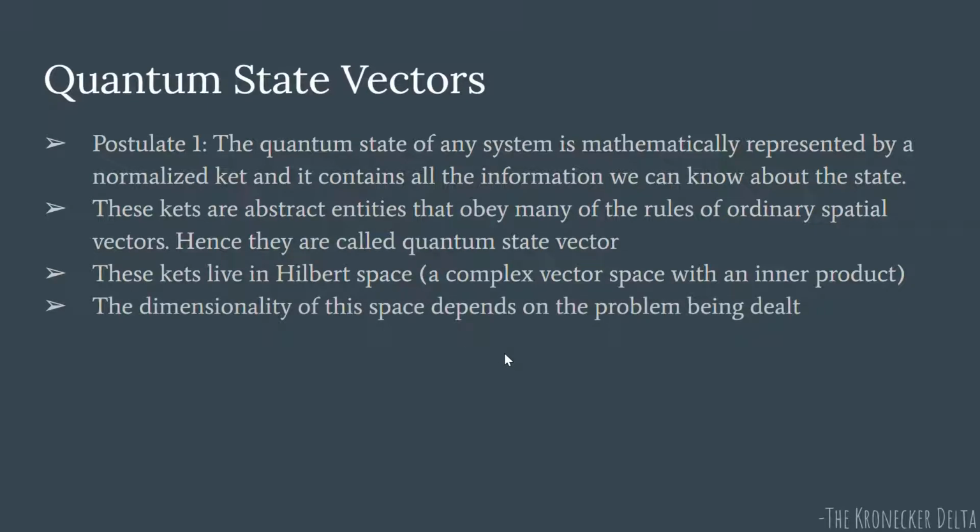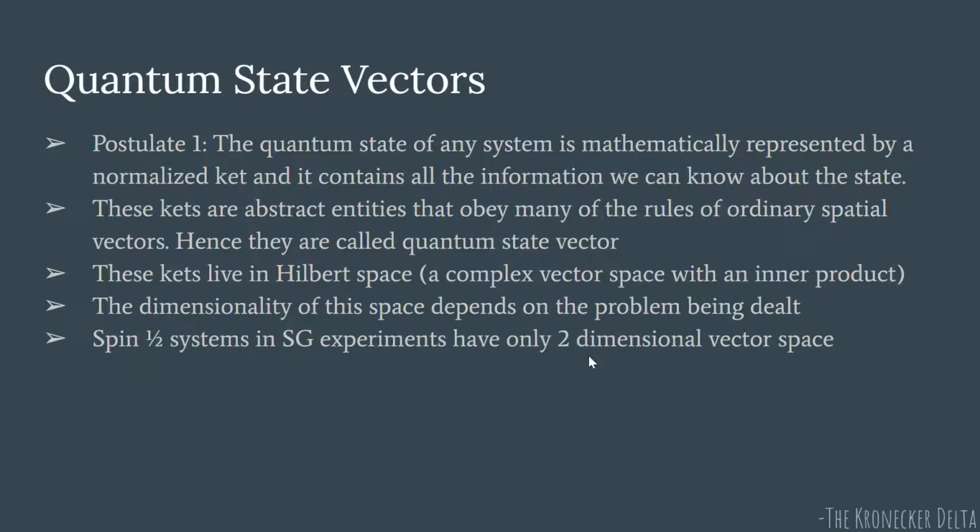The dimensionality of the space depends on the problem being dealt with. We'll understand more of this later. But for example, we saw the spin half case in the Stern-Gerlach experiments. We had only two possible outputs: either up along any particular axis, say z, so it's up along z or down along z. So we have two outcomes for any particular measurement. So the Hilbert space is two-dimensional for spin half systems.